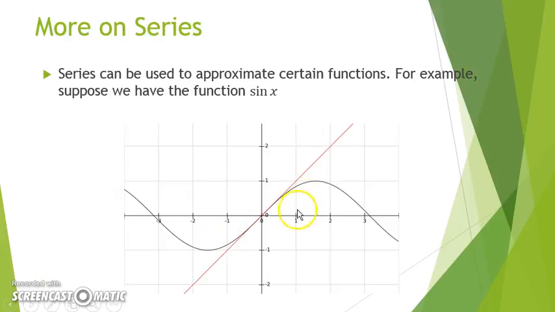So here we have the graph of x. The red represents the graph of x, the blue represents x minus x to the third over 3 factorial, and then the green represents x minus x to the third over 3 factorial plus x to the fifth over 5 factorial. So that's just to give you an idea of how we can approximate these functions. As you add more and more terms, the graph looks closer and closer to the function until you add a hypothetical infinite amount of terms, where the graph of the series is the same as the graph of the function.